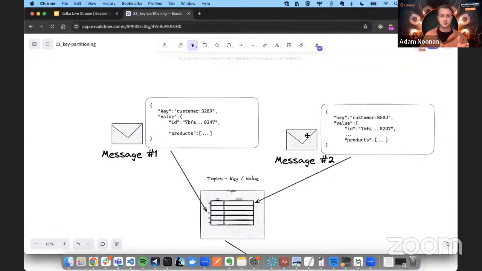To give you a quick visual explainer for everything I demonstrated, Ivan, can you see the Excalidraw that I now have up? Or is it still the old one? Oh, it's perfect. Yep, I can see. Thank you.